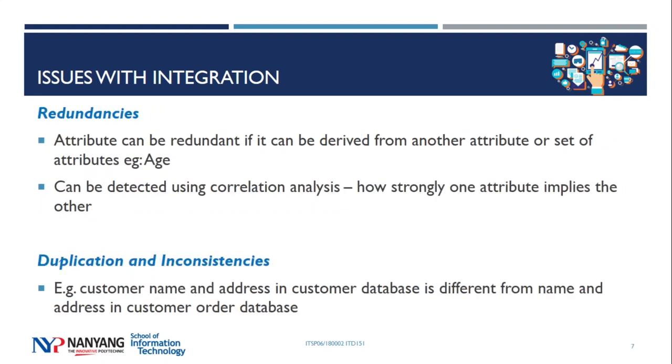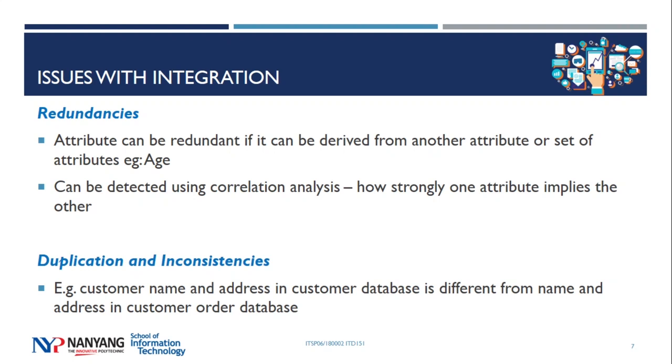And another issue that we need to resolve is actually redundancies. So for example, when we have a column known as date of birth and a column known as current date, we do not really need another column called age, because age can be readily derived by subtracting the date of birth from the current date.